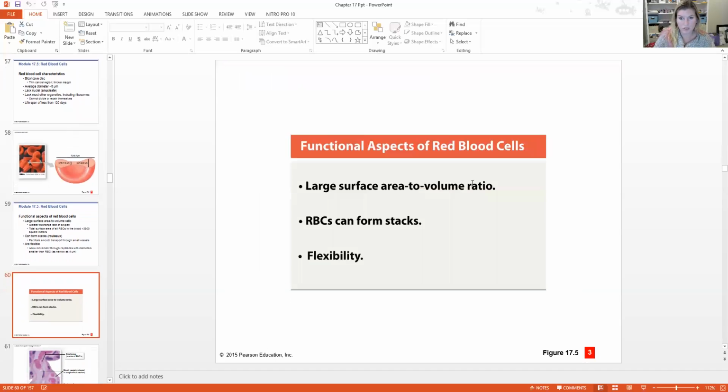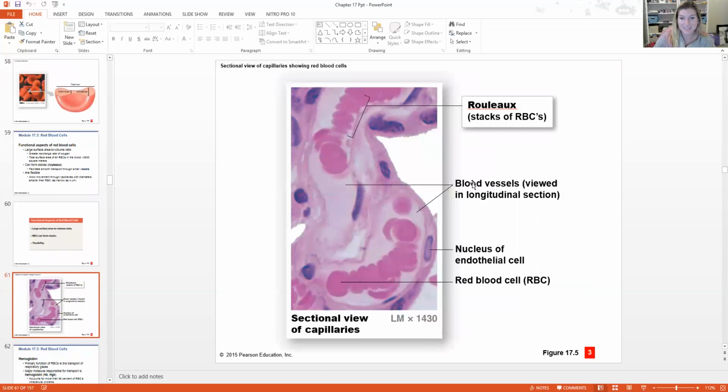So that's just a summary of the functional aspect. Here you can see those rouleaux, those nice little stacks in there. This is a cross section, so you can imagine the capillaries flowing out at you or into that picture there. So it's a section of it.